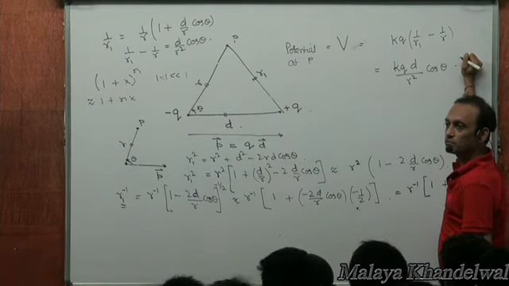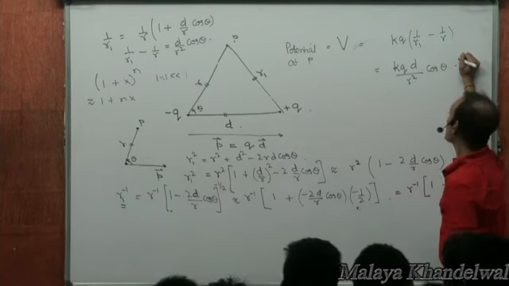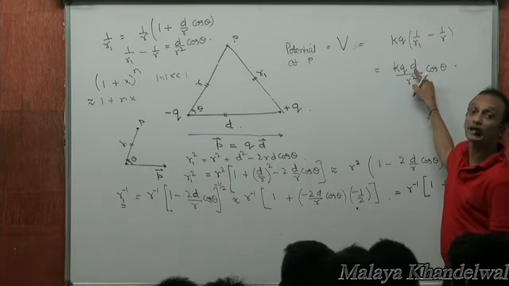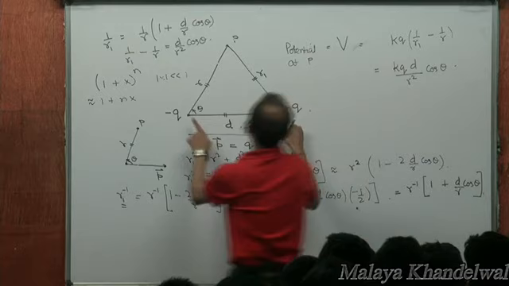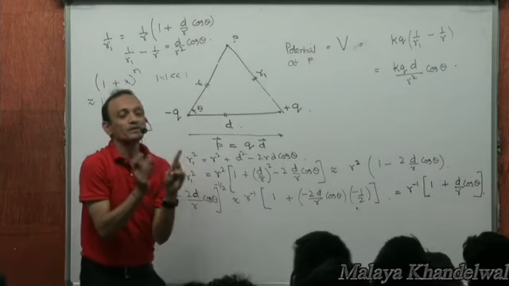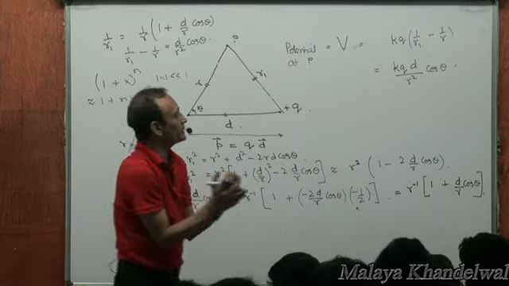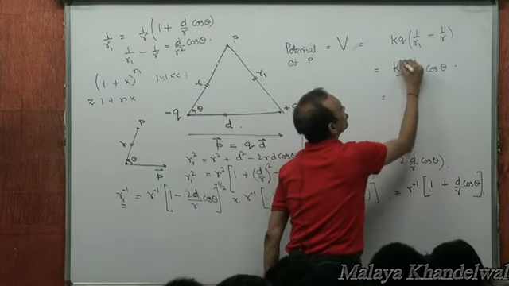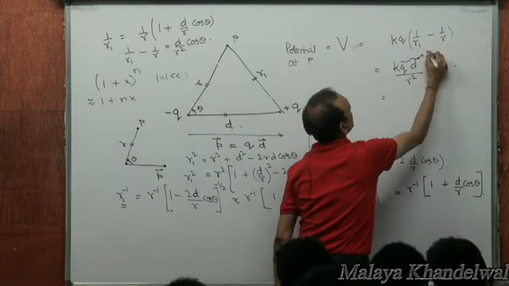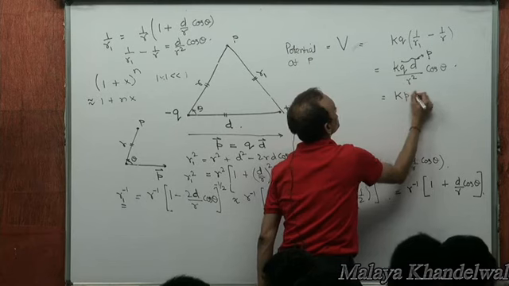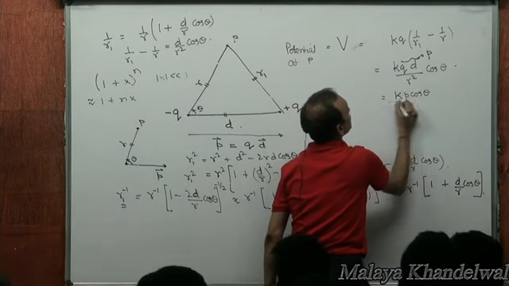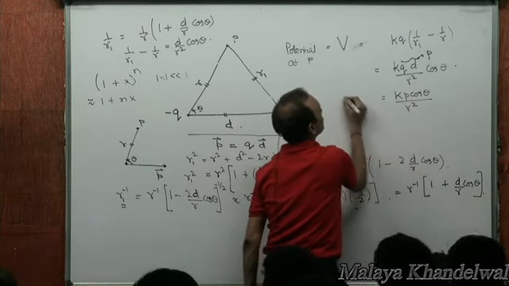Confused? Anyone? Okay, what is Q into D? Dipole moment, isn't it? The magnitude of the charge into D will give me the magnitude of the dipole moment. So this is like Q into D replaced by the magnitude of the dipole moment. So this is like Kp cos theta by r squared. That's the potential at the point P.